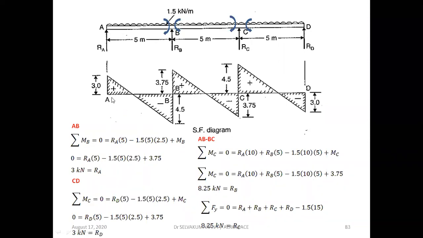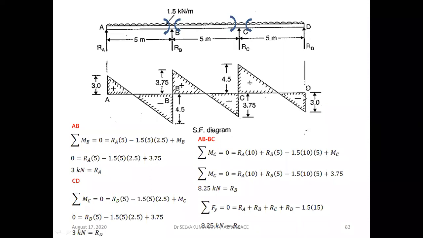Then let us come to the plot of the shear force diagram. RA is 3. Then 3 minus 1.5 into 5, you will get minus 4.5. Minus 4.5 plus RB 8.25, you will get 3.75. Then 3.75 minus 1.5 into 5, you will get minus 3.75. Then minus 3.75 plus RC, which is 8.25, so you will get plus 4.5. Then 4.5 minus 1.5 into 5, you will get minus 3, which is nothing but RD, the support reaction value.